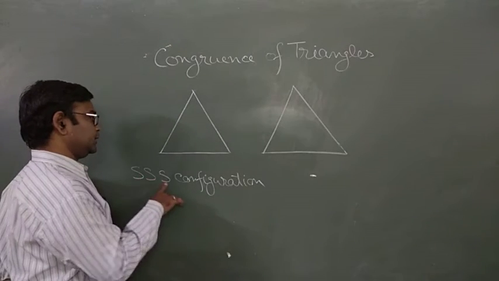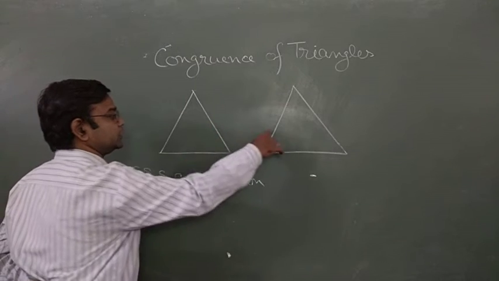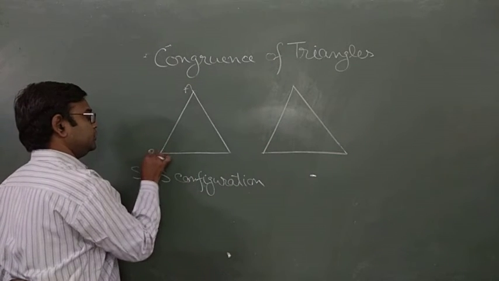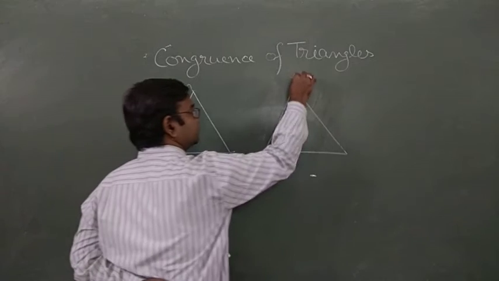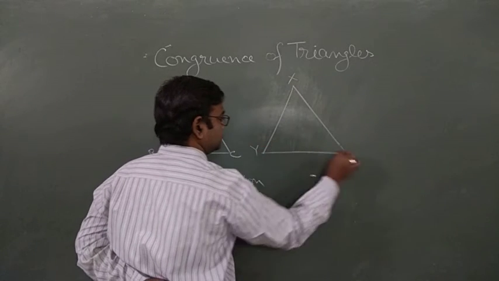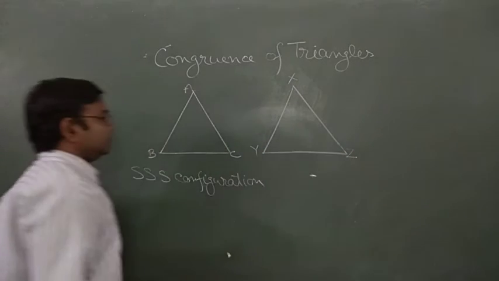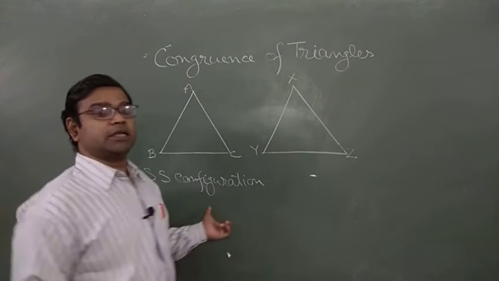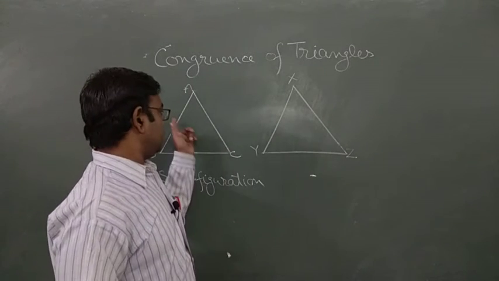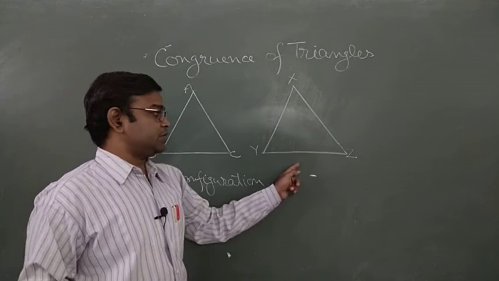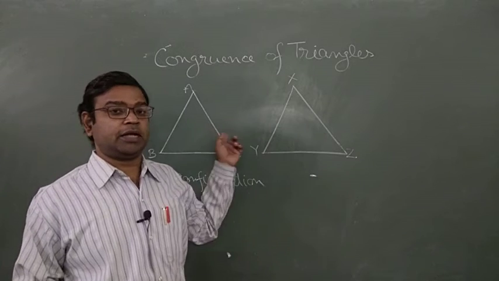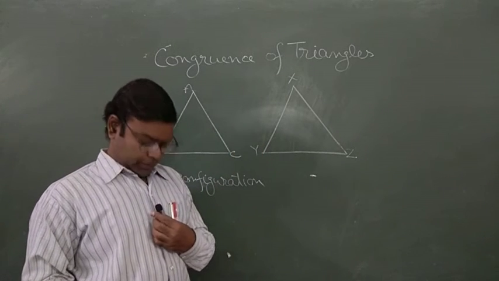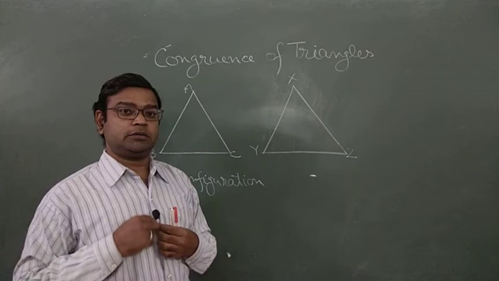Means side. If all sides are equal to each other in two or more given triangles, suppose it's ABC, or it's XYZ. If sides are the same, then we can say by using triple S configuration, all sides are exactly the same measurement in both the triangles, so both triangles are congruent to each other. This one is known as your triple S property. Clear?